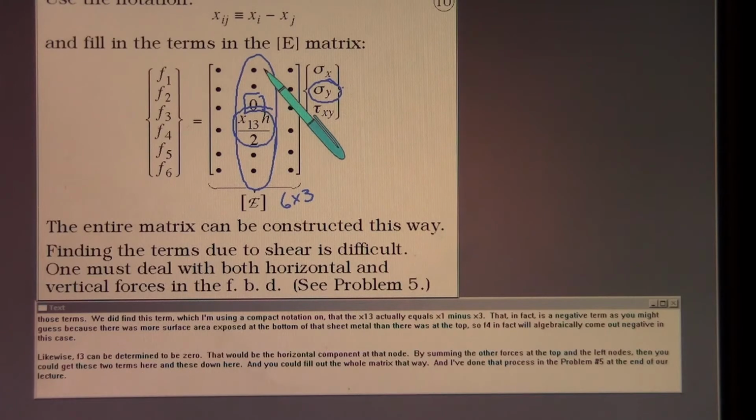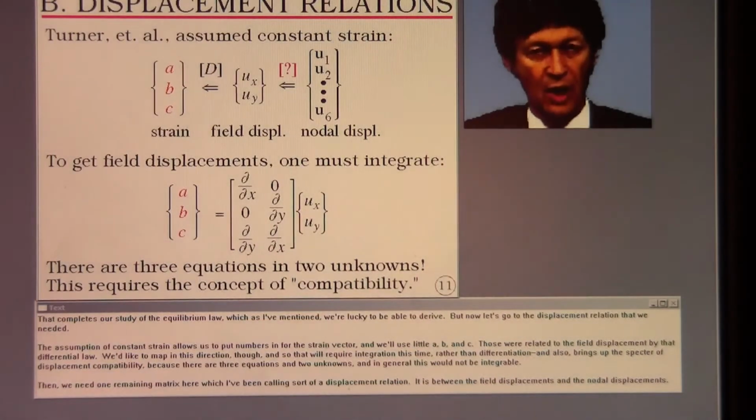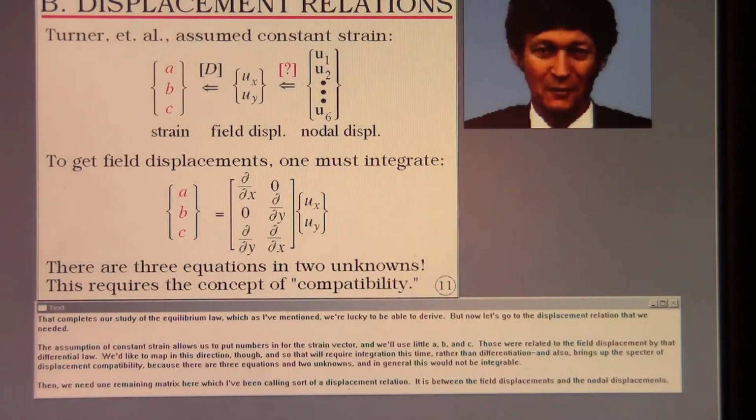By summing the other forces at the top and, let's see, in the left nodes, then you could get these two terms here and these down here. And you could fill out the whole matrix that way. And I've done that process in problem number 5 at the end of our lecture. That completes our study of the equilibrium law, which, as I'd mentioned, we're lucky to be able to derive. But now let's go to the displacement relation that we needed.